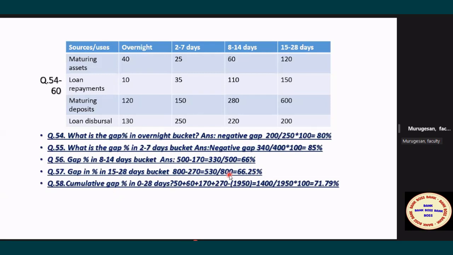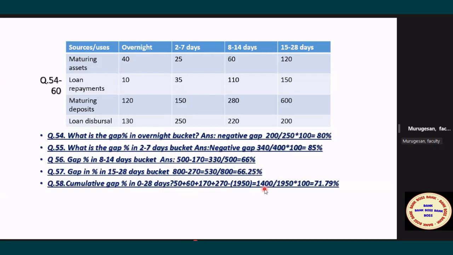So the message is, in all the buckets the gap is in excess of the RBI prescribed prudential limit. Now, what is the cumulative gap? Cumulative gap means you have to add all that. All are negative: 200 plus 340, 540. Like that, if you add, it will become 1400.